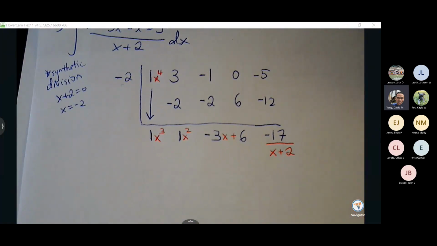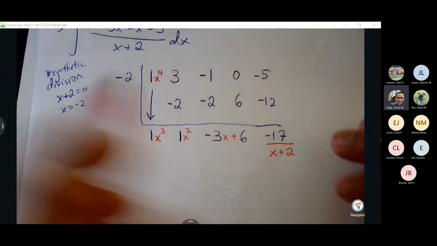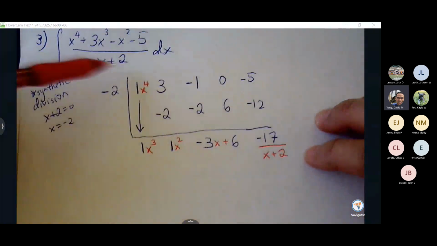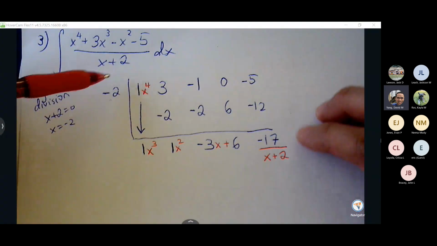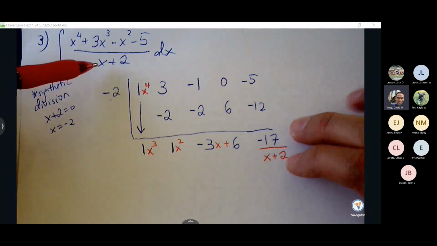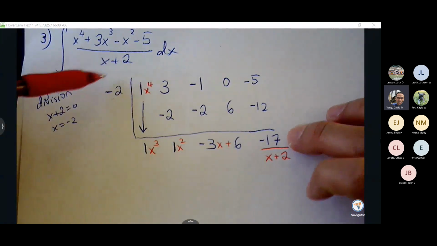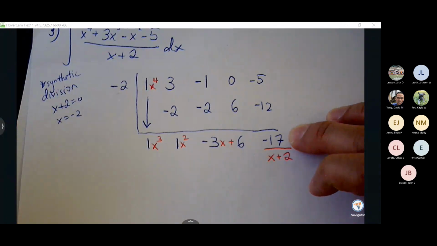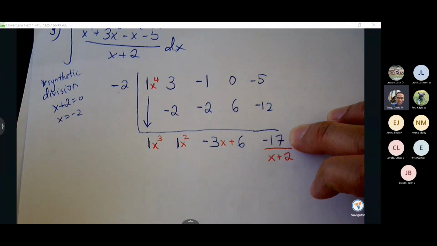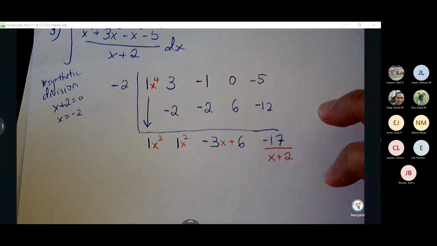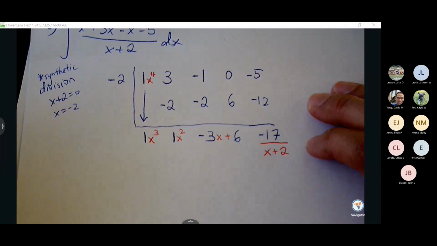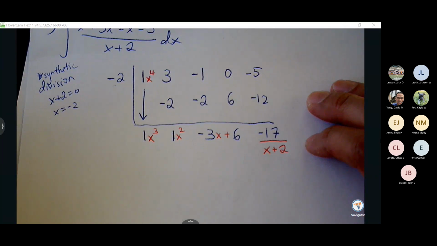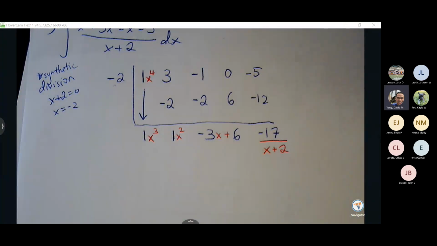Why? Because the remainder tells us that we can't divide any further. Everything else divides out pretty well, but that last term doesn't divide any further. So we say, okay, I can't divide this any further. So that's my leftover, negative 17 divided by x plus 2. Any questions with that?